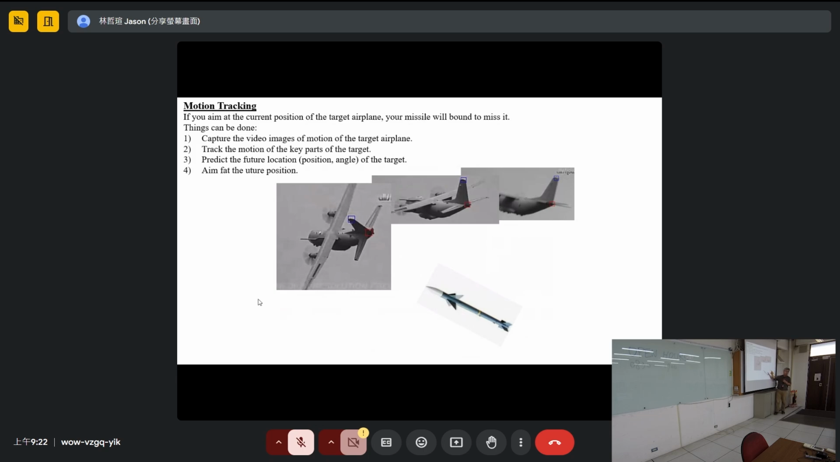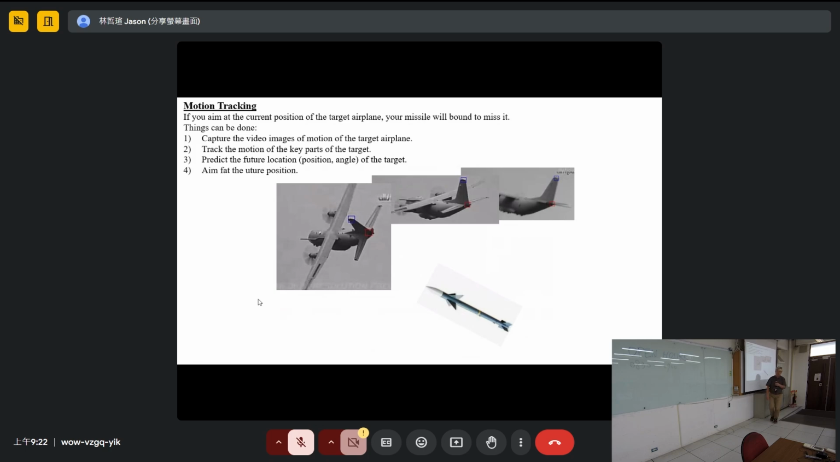If I shoot, what will happen? If I shoot the missile, this is the current position of the enemy airplane. If I shoot my missile now, what will happen? It will miss, right? Of course, today's missiles have a tracking algorithm and radar, so they will not miss. But let's say we're using a very old-fashioned missile, it will go straight and miss, correct?